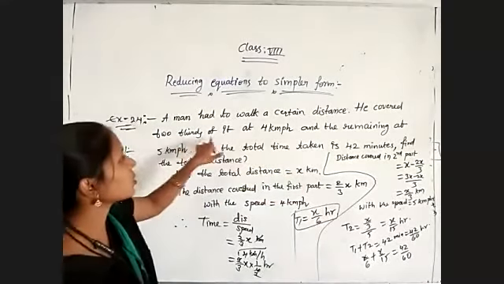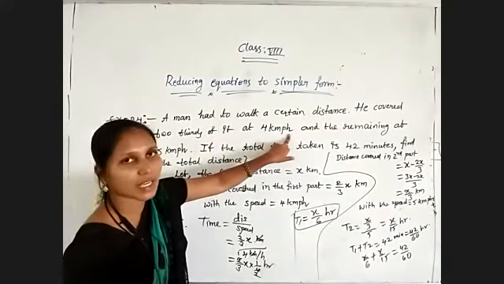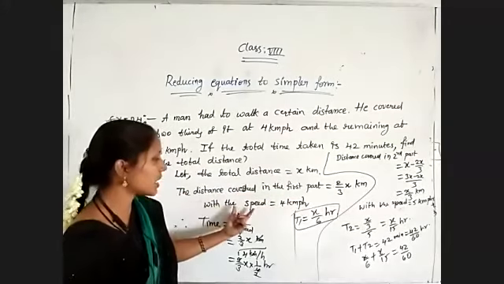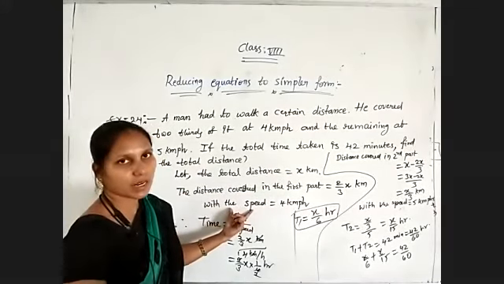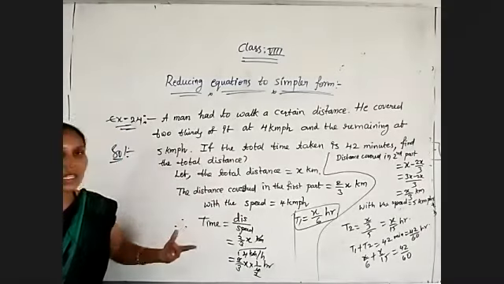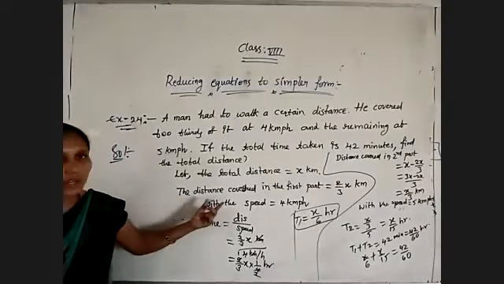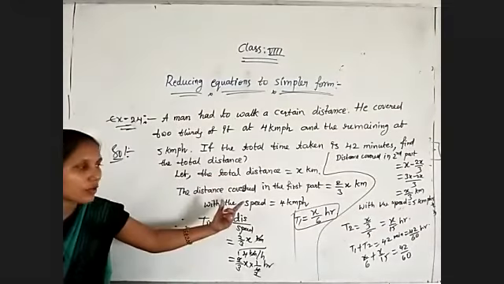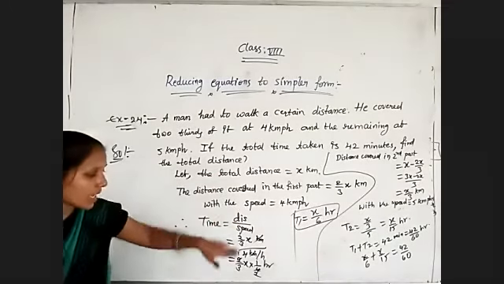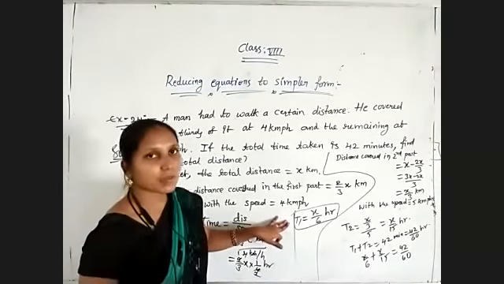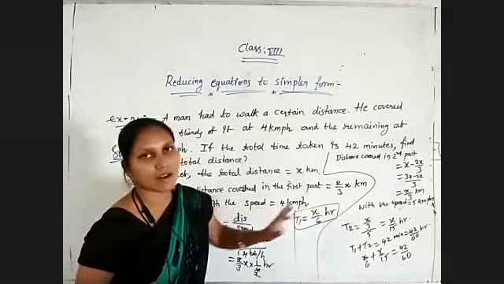He covered 2/3 of it at 4 kilometers per hour. So 2/3 of the distance, that is 2x by 3 kilometers, he covered at the speed of 4 kilometers per hour. And how much time did he take to cover the distance? Time is equal to distance by speed. Distance is 2/3 of x, speed is 4 kilometers per hour. By simplifying, we get the first part time equal to x by 6 hours.